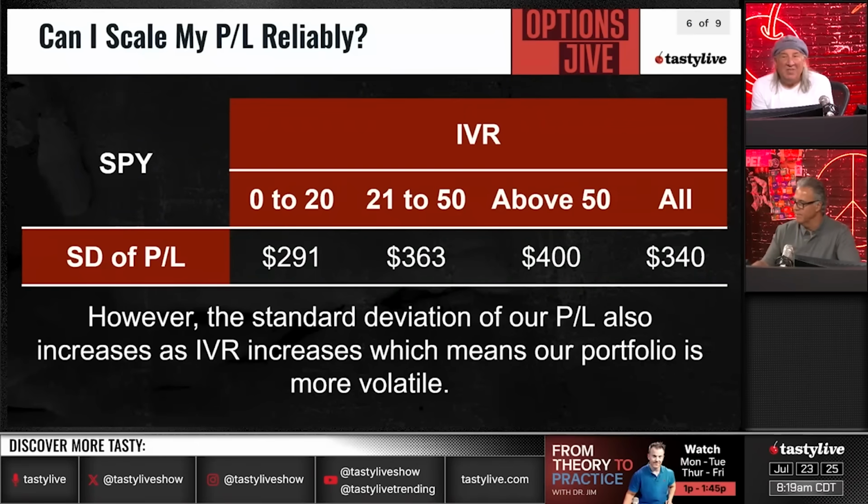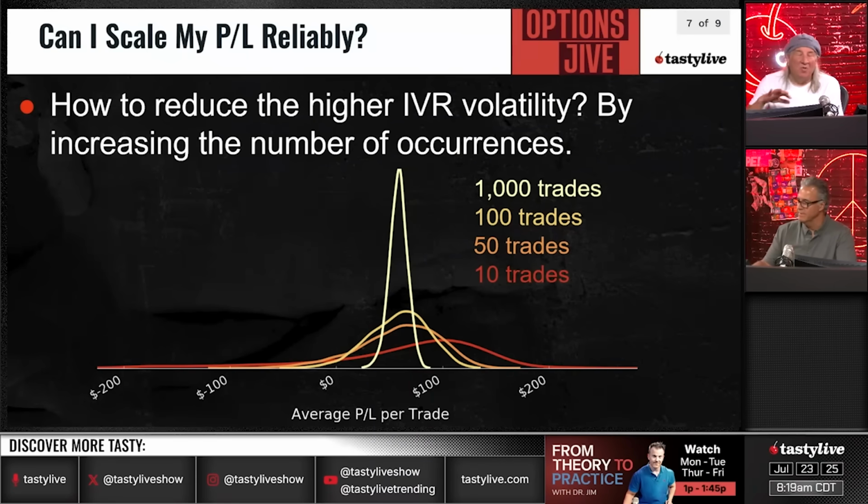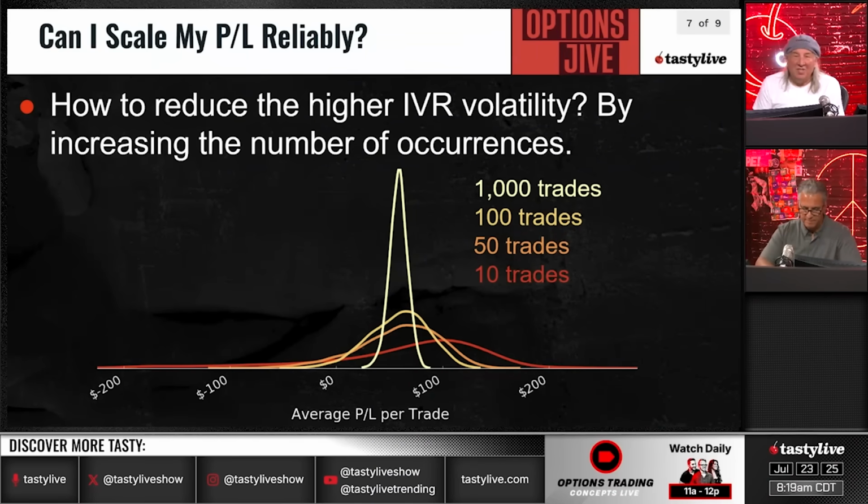However, the standard deviation of our P&L also increases as IVR increases, which means our portfolio is more volatile. So as IVR goes up, you make more money, you take more risk. That's how it works. Nature of the business. Let's go to the next slide. There's 50% more portfolio risk when IVR is significantly higher. How do we reduce the higher IVR volatility?